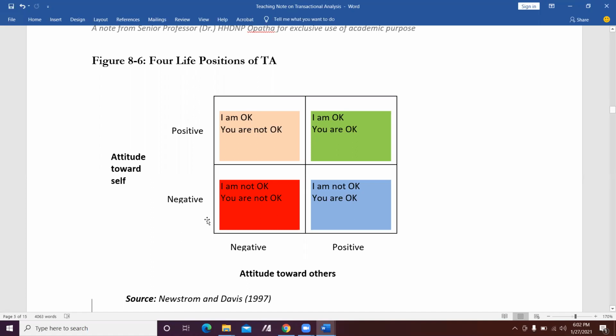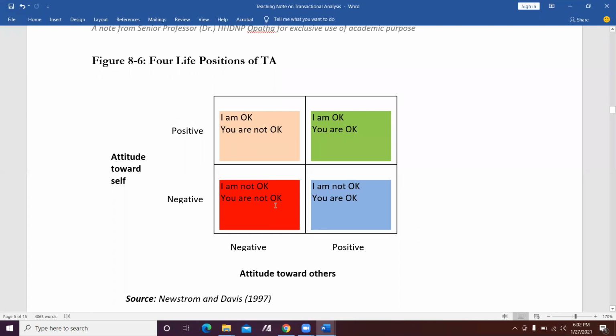Right. Then here, negative. Go to this quadrant. Negative. That means I am not okay, you are not okay. This is a combination of 2 things. What are the 2 things? Your attitude about yourself is not good, that's why I am not okay. Then your attitude about me and others is also not good, that's why you are not okay.